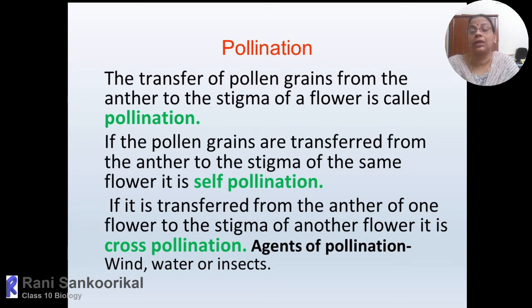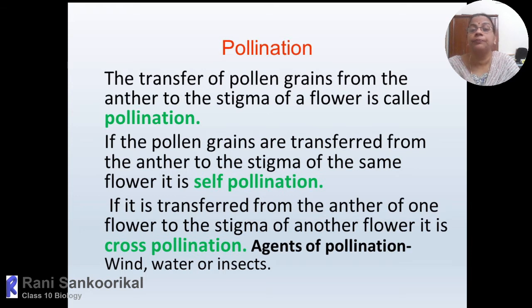In such a case, the plant has to depend upon many other agents for cross-pollination. The agents can be wind, water, insects, birds, or mollusks. Based on that, you will study different terms in higher classes. Normally for grass and other varieties, the wind helps in pollinating. The pollen grains will be small, dusty and powdery, non-sticky, so they will be carried away by the wind.